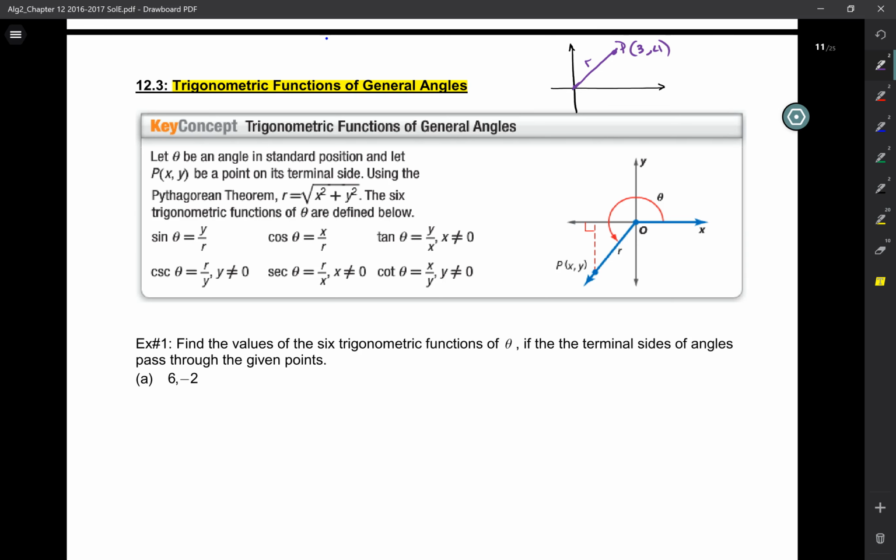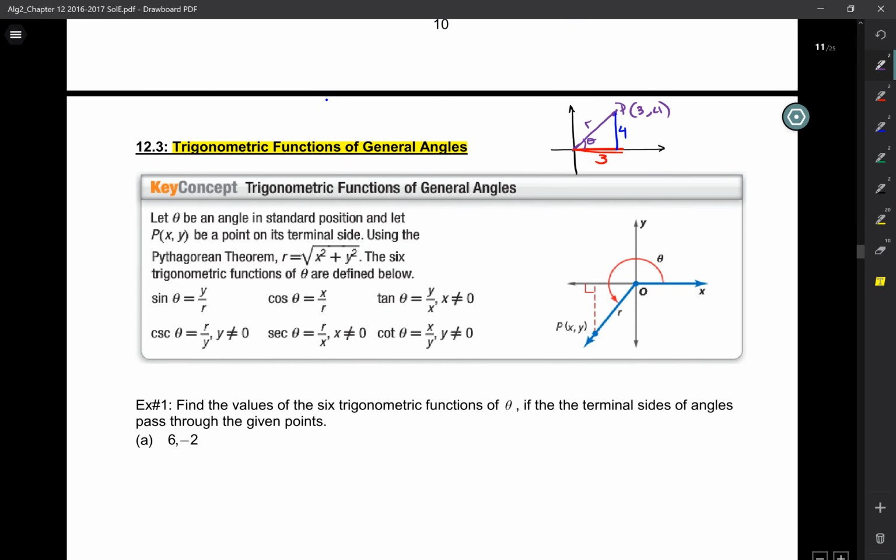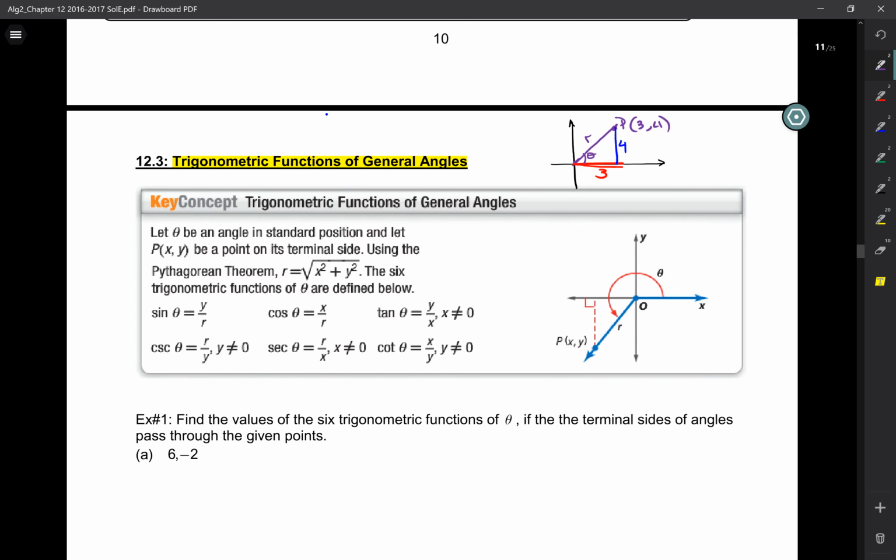Now, do I know how to get to that point if I could just go horizontally and vertically? How much would I need to go horizontally to get to that point? 3. How much would I need to go vertically? 4, right? So now, would I be able to find the sine of that angle? Here's the angle theta. What would be the sine of that angle? It would be 4 over r.